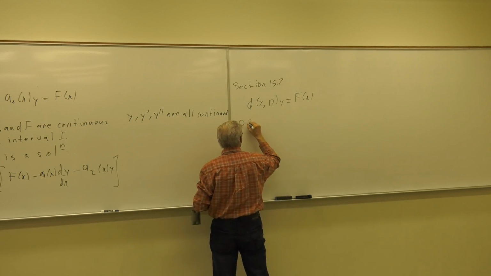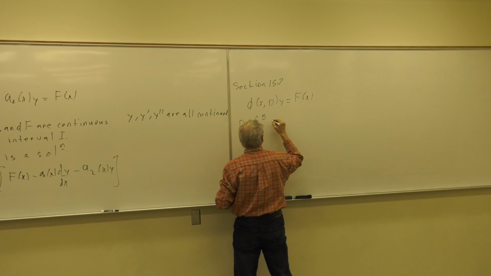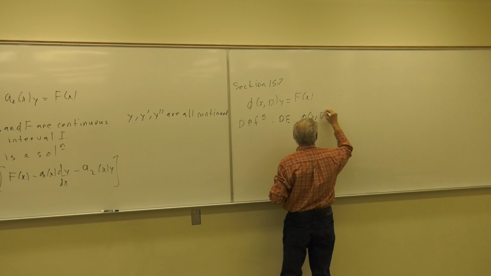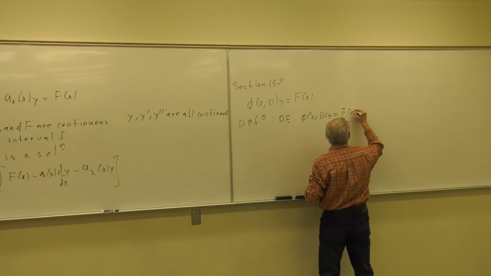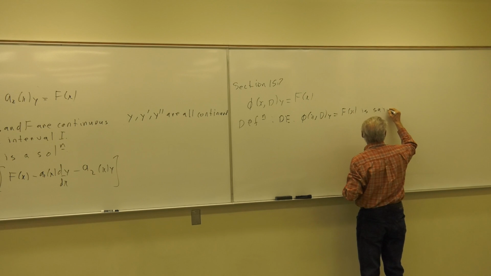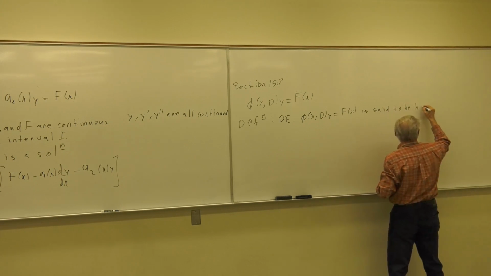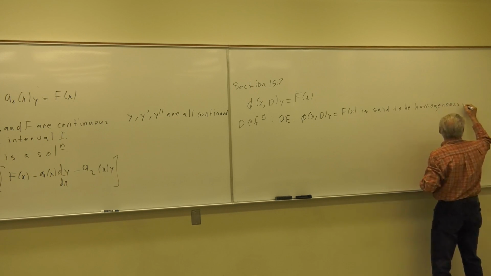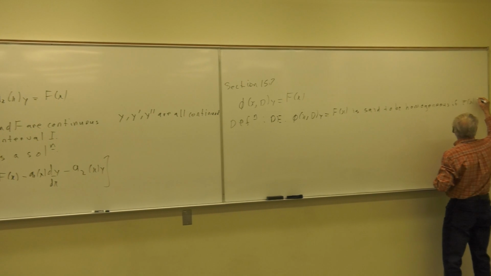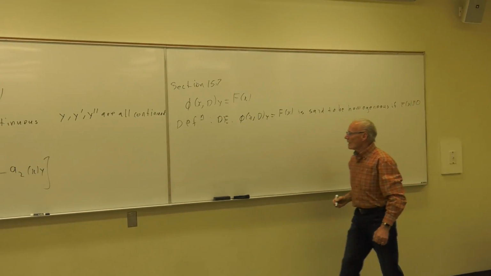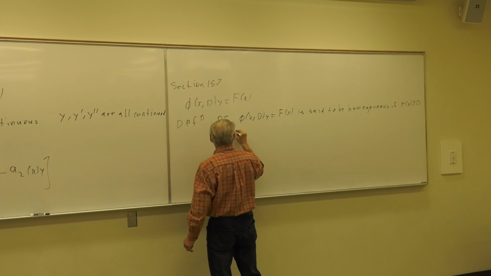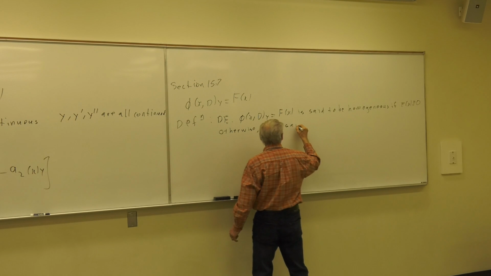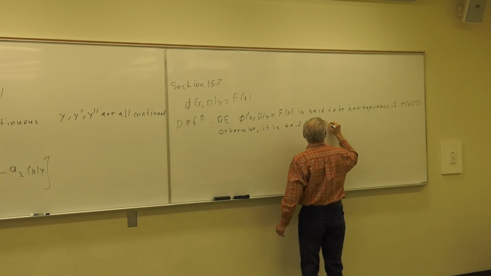So, definition. This differential equation, phi of x and D operating on y, is said to be homogeneous if f just isn't there. Otherwise, it is said to be non-homogeneous.